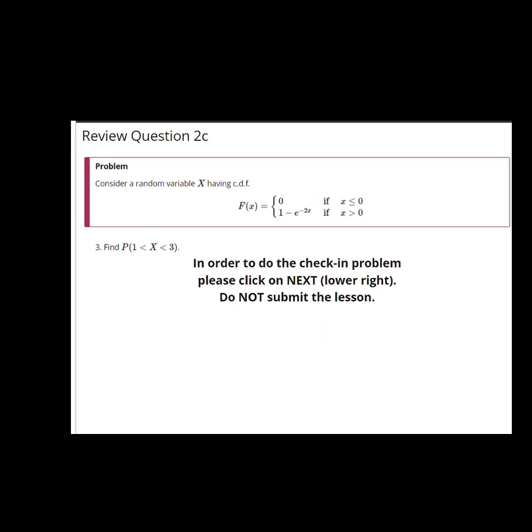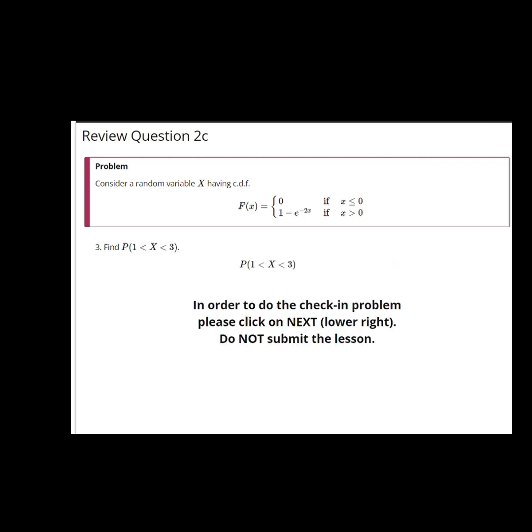The third part of the question is to find the probability that X falls in the interval between 1 and 3. Again, pause while you work out the solution. This probability can be most easily written as F of 3 minus F of 1, where F is the CDF we calculated in part 2 of the question. 1 minus e to the minus 2 times 3, minus the quantity 1 minus e to the minus 2 times 1. And that works out to minus e to the minus 6 plus e to the minus 2, or numerically a value of around 0.133.